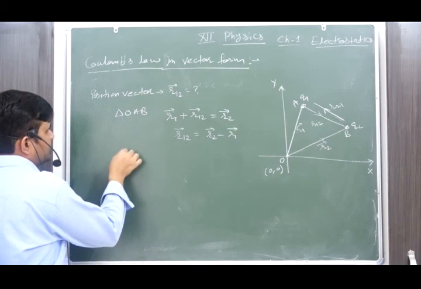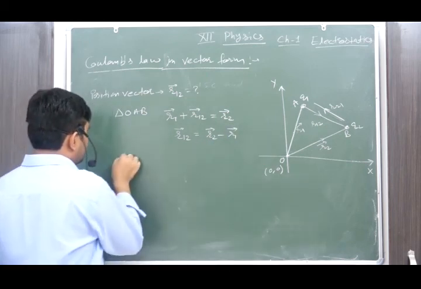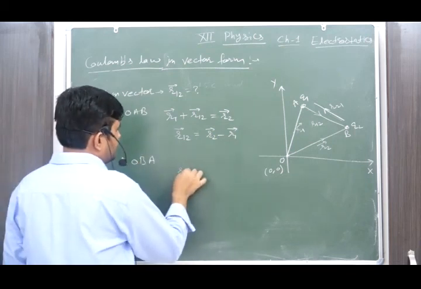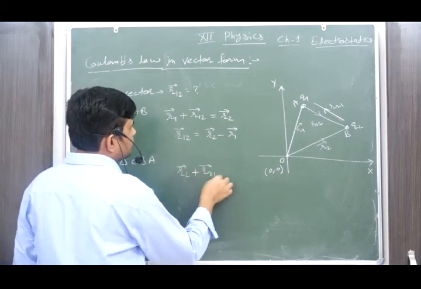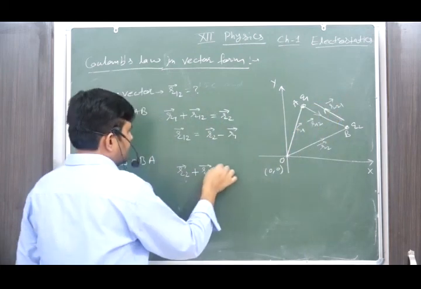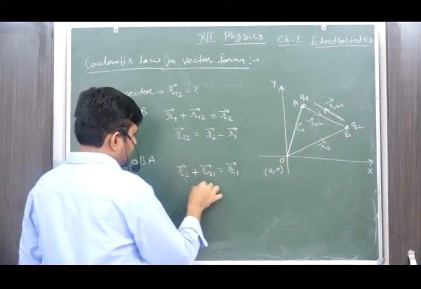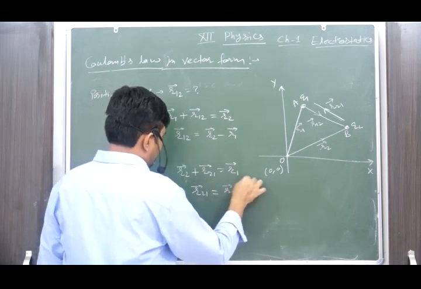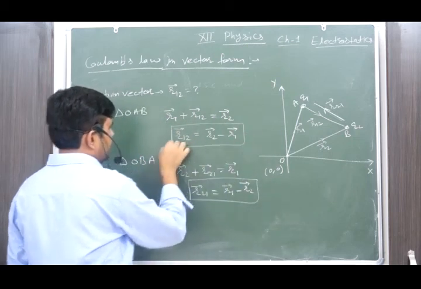Next, for R21, we use the formulation in terms of the triangle OBA. Here R2 vector plus R21 vector is equal to R1 vector. Now the formulation: R21 vector equal to R1 minus R2 vector. Here are the R12 and R21 vectors.